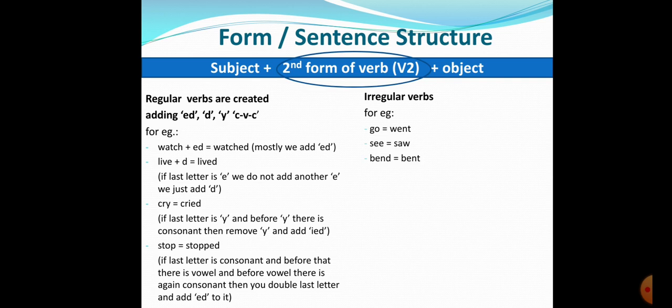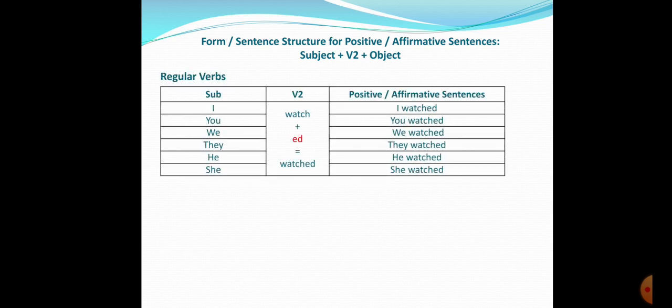Now we will go towards forming the positive or affirmative sentences in past simple tense. So what is it? Subject plus V2 plus object. Let's look at its chart for the regular verbs first. Now students, I want you to quickly look at the table and see what's the difference here. In the last 4 tenses we were following something, and here you will see the difference.